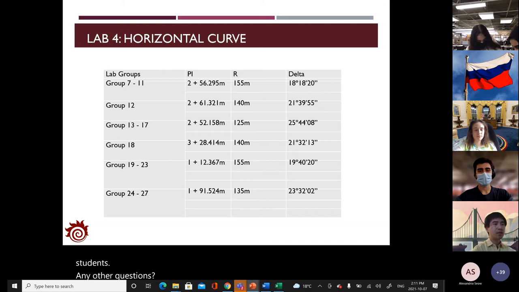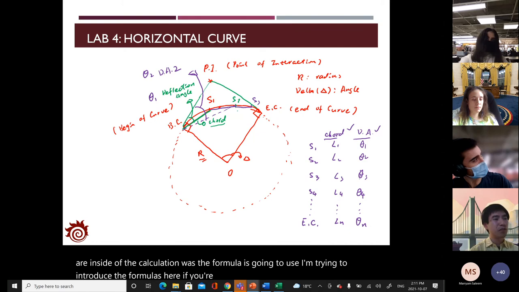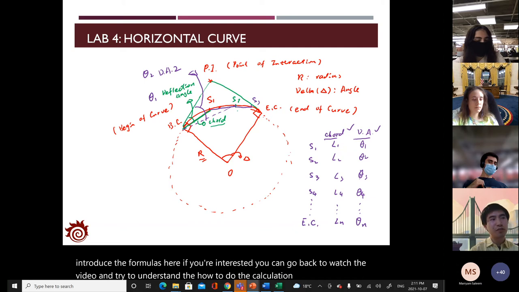So for the lab experiment for now, you don't need to understand the inside of the calculation. What's the formula going to use? I'm trying to introduce the formulas here. If you are interested, you can go back to watch the video and try to understand how to do the calculation. But for now, you don't need to use these formulas to do the calculation.